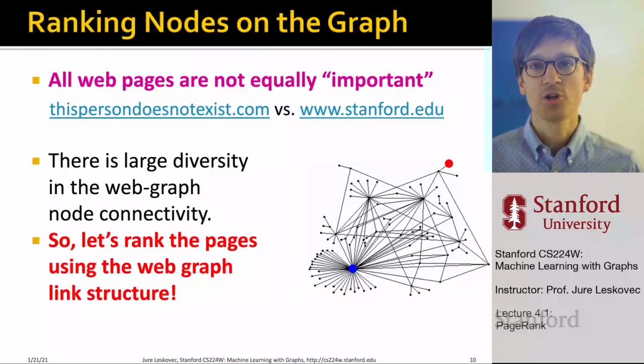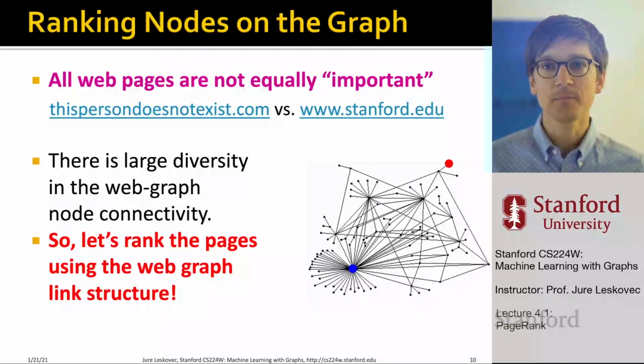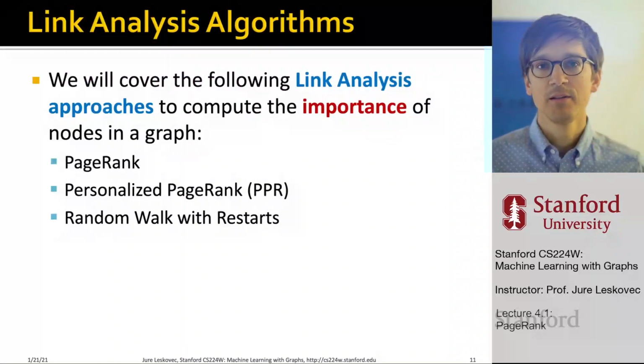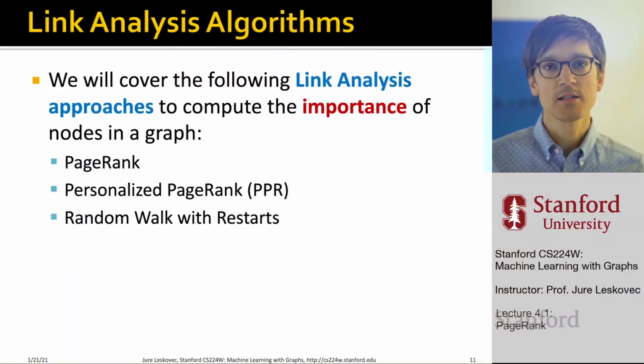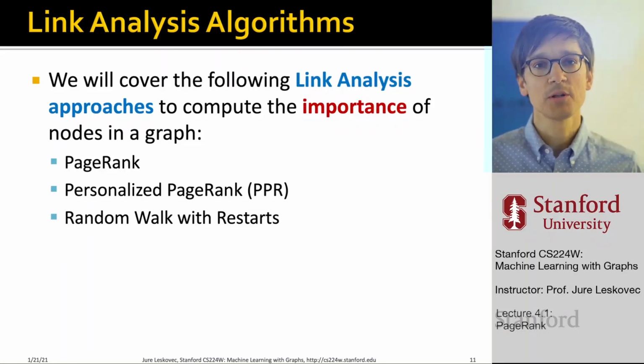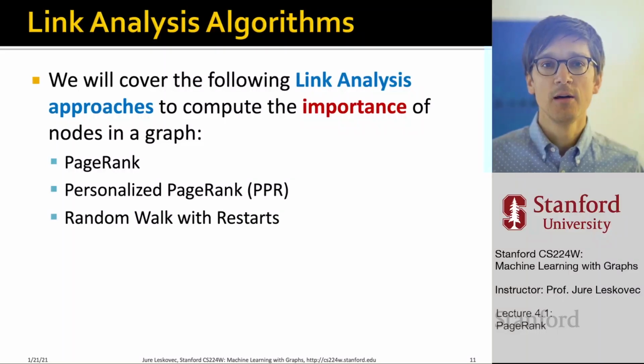That is essentially the idea and the goal, how this was developed 20 years ago. So what we are going to discuss today is a set of link analysis approaches where the goal is to compute the importance of nodes in a graph. So we are going to talk about PageRank, then an extension of it called personalized PageRank, and then a further variant called random walk with restarts.